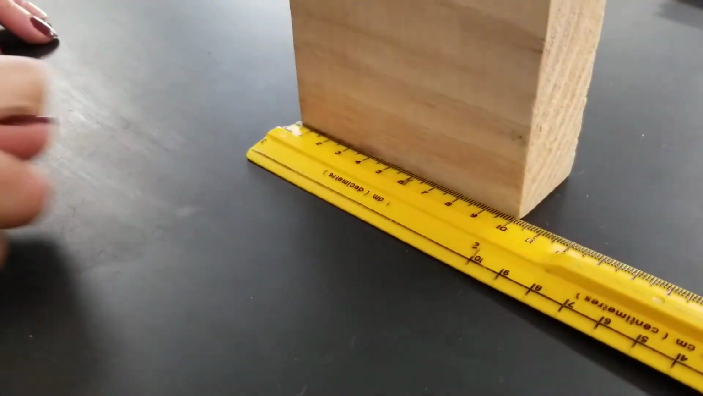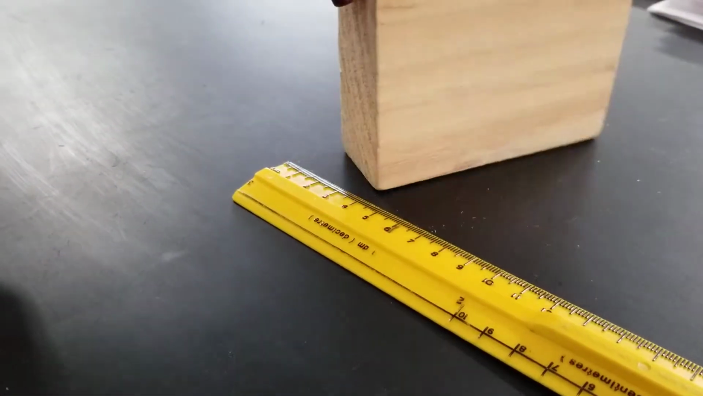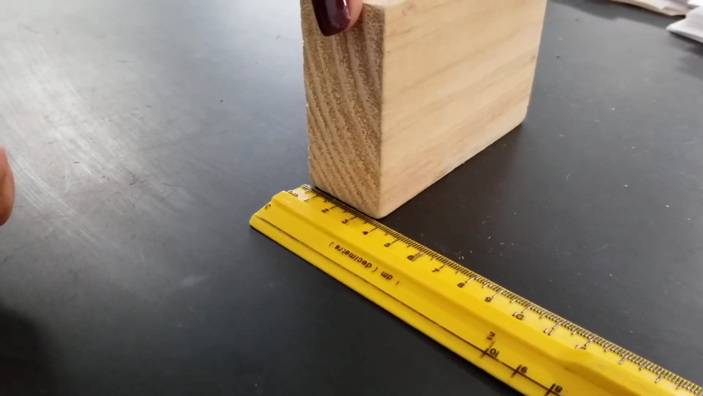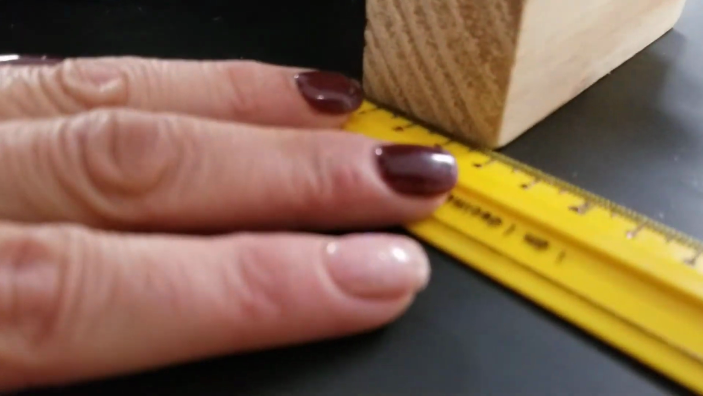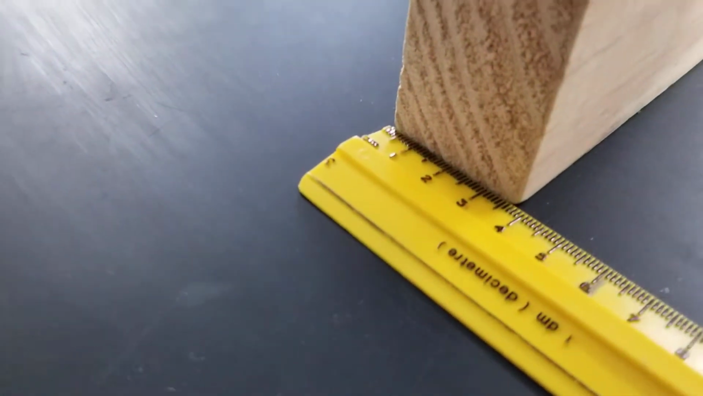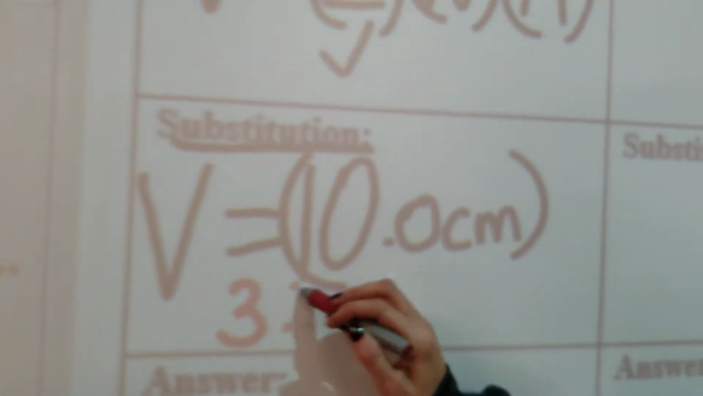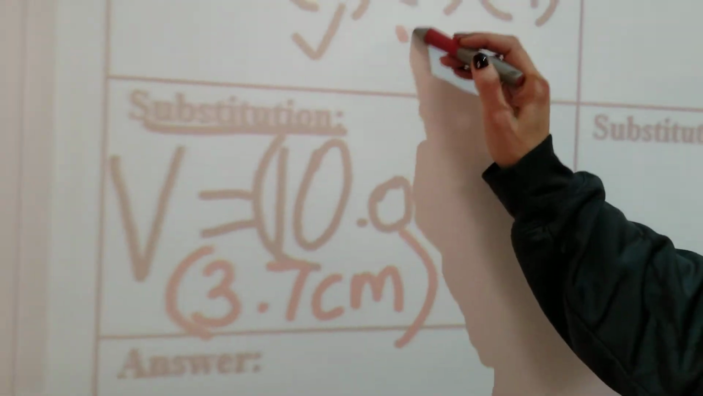How do I measure the width? I place this in front of me. Now I'm going to move the block so I don't have to move the ruler to measure the width. The width now of the block looks like, I'm going to line everything up, it's about 3.7 centimeters. So I'm going to write the width as 3 and 7/10 centimeters, 3.7. That's done.